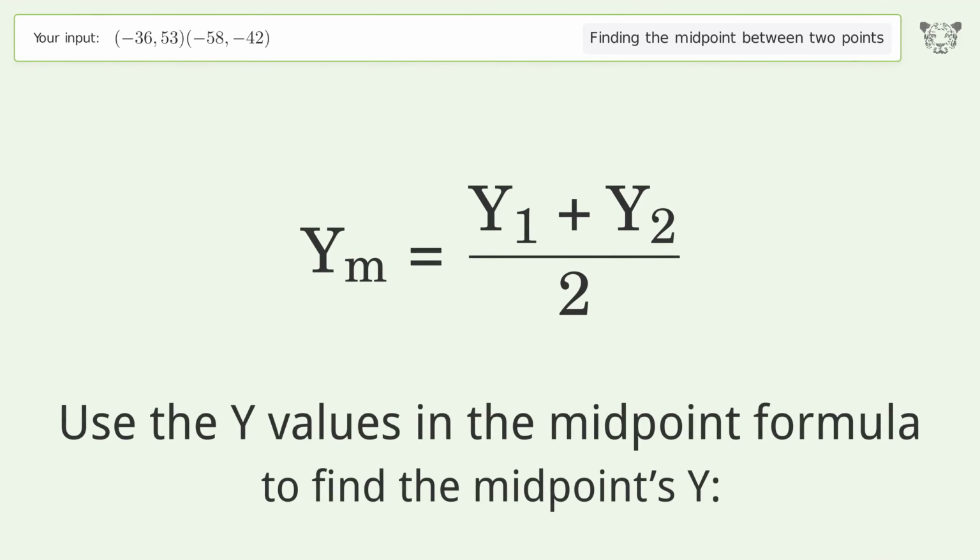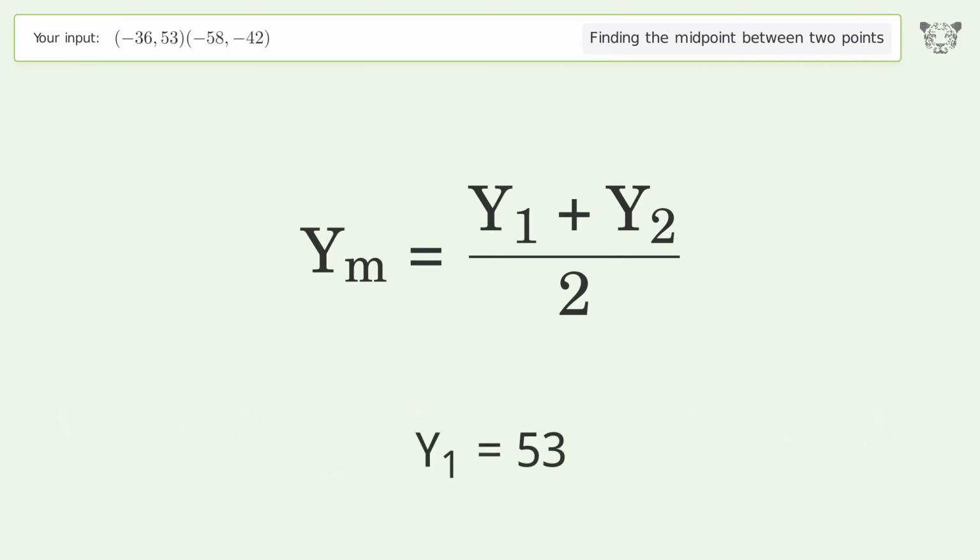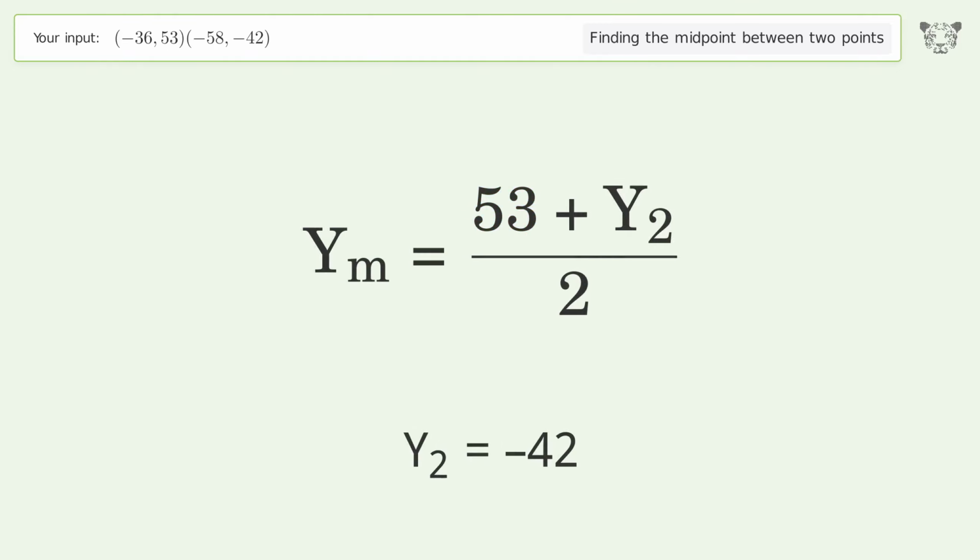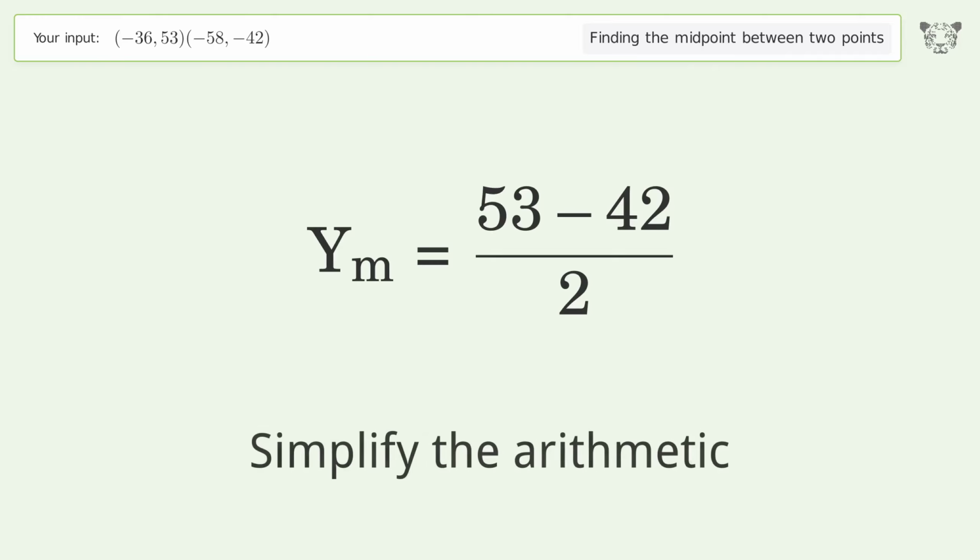Use the y values in the midpoint formula to find the midpoints y. y1 equals 53. y2 equals -42. Simplify the arithmetic.